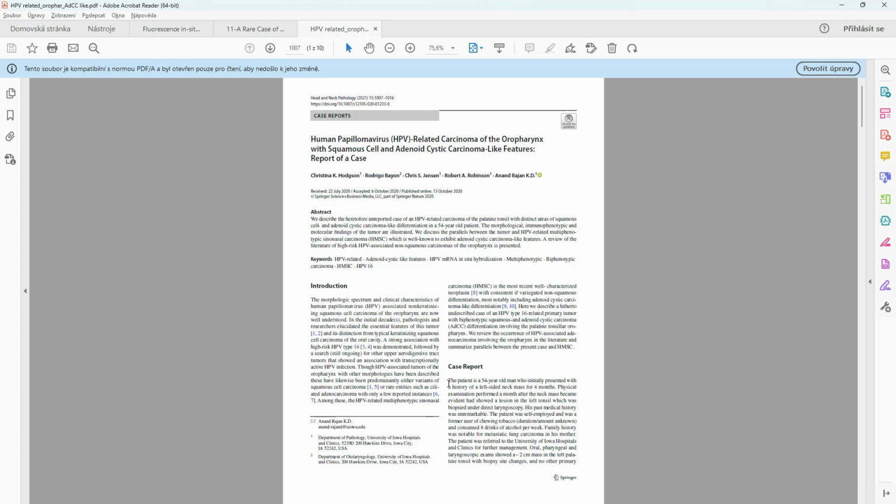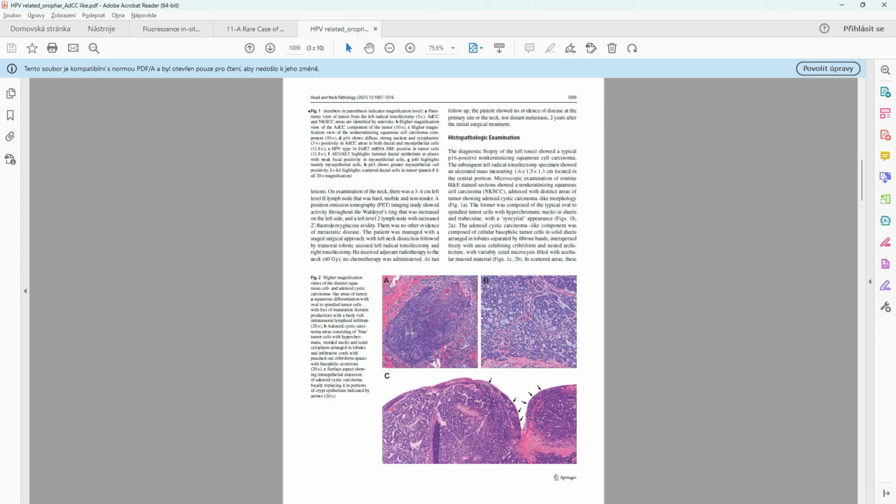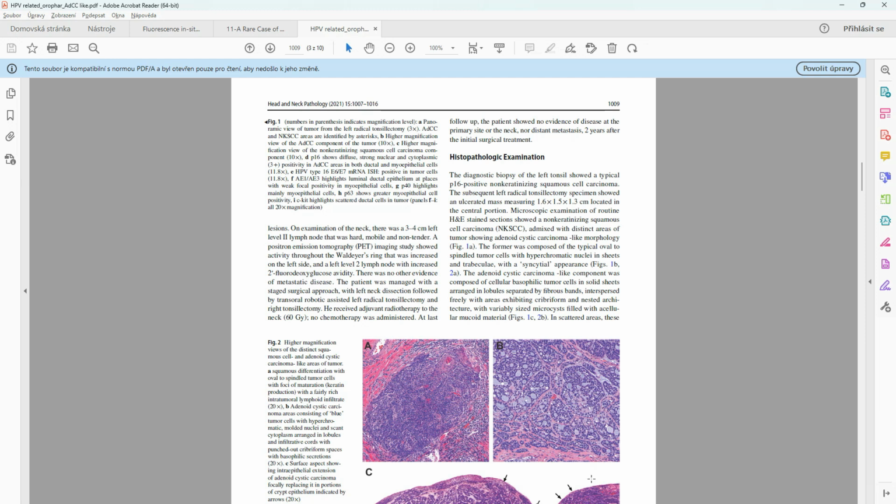I'll go up. They published one case, 2021, and they call it HPV-related carcinoma of oropharynx with squamous and adenoid-cystic-like features. One case report. And they say that it's something different, quite similar to our cases. You can see here, maybe a little bit. It's not so handy. Yes, adenoid-cystic carcinoma-like.